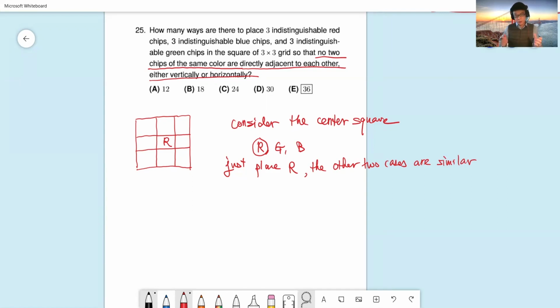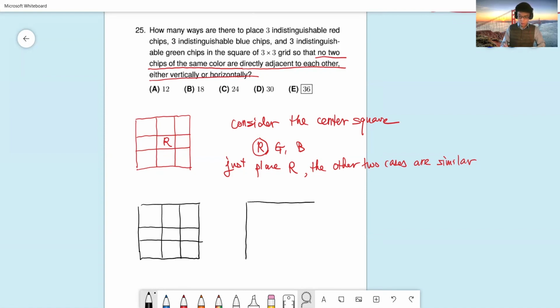Can we put the other chips to satisfy the requirement? Because R, we have 2 more R's. And these 3 R's cannot be next to each other. So that means the other R's must be from the corner, must be on the corner.